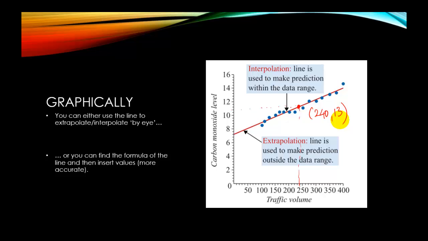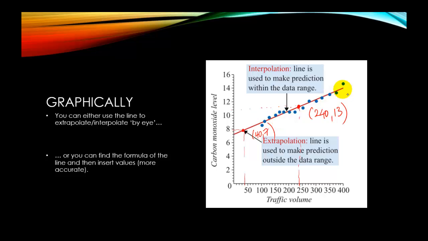However, if I was to pick the point down here, like the arrow says, and I drop that across, that's about 7.5, and drop it down, it's about 40, so I've got 40 and 7. Extrapolation outside the data range is less accurate. It's by far less accurate, so you need to keep that in mind.